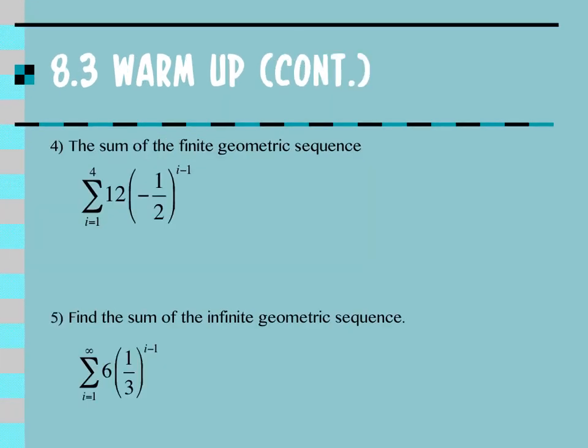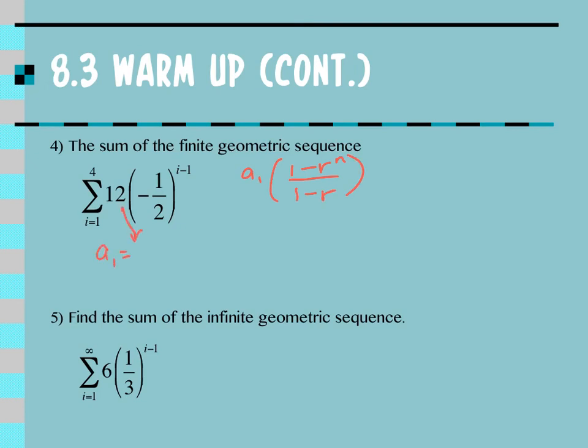All right, then came the summation. So the first one is a finite sequence. I know this because it says it in the directions, but it also starts at 1 and stops at 4, so it stops, which makes it finite. Okay, so from here, I would say A1 times 1 minus r to the n over 1 minus r.